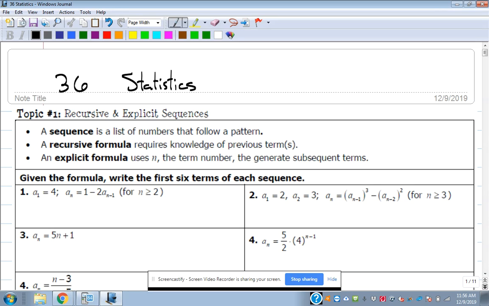Explicit formulas, they might give you a sequence and say, what's an explicit formula for this sequence? And in the explicit formula, you don't have previous terms in it. You have just an N in there. There's no previous terms information in there.